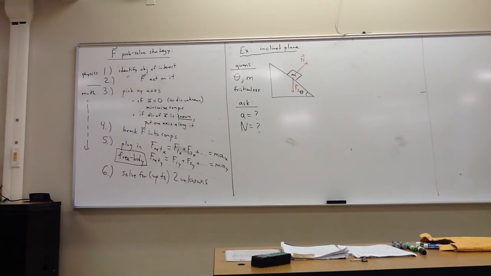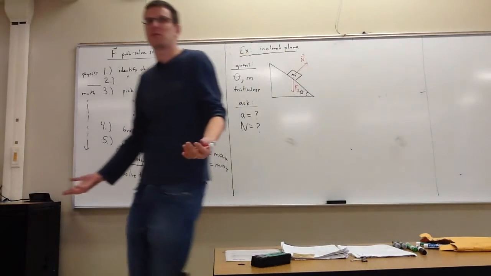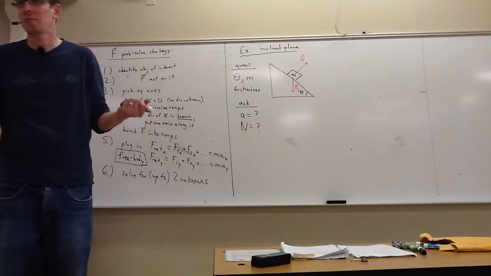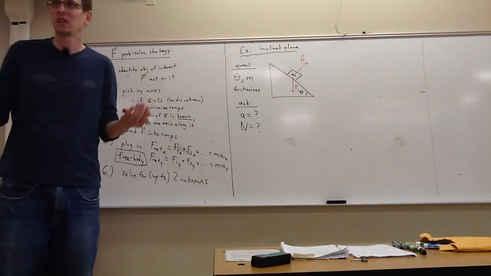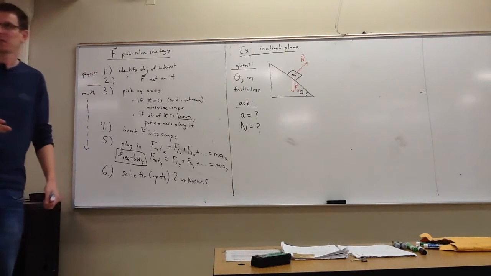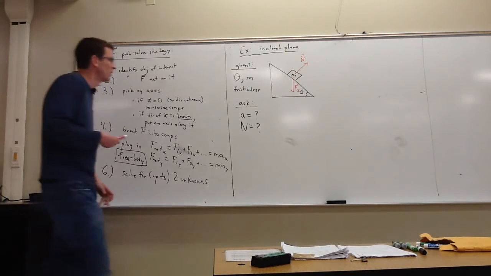Do we need to include a tension? No, there's no rope involved, right? We only include a force if it's relevant, right? Tension's included if there's a rope attached to our object of interest. Normal force is only included if a solid surface is touching the mass, right? All right, steps 1 and 2, done.